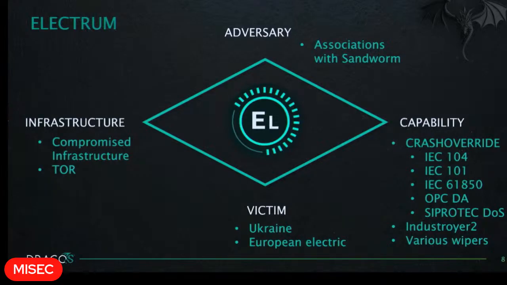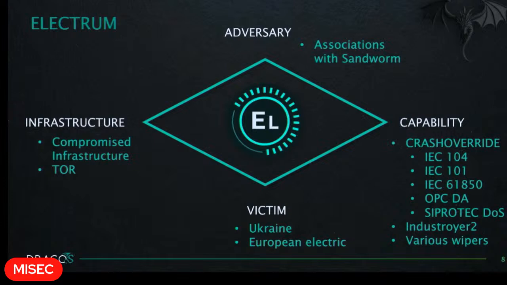So how we're tracking this grouping of activity is they have associations with Sandworm. If you have ever heard of Sandworm, they're a group out of Russia. There's actually a really good book on them from Andy Greenberg. They use infrastructure that they've compromised to attack other people, and they also use Tor, the onion router, as part of the infrastructure they attack from. So when we say infrastructure, that's their infrastructure. The victim could be any sort of attribute related to the victim. In this case, the victim is a bunch of electric companies in Ukraine, as well as other European electric companies.